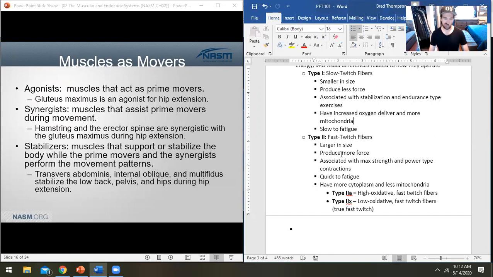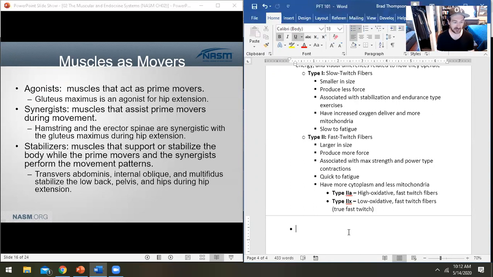Definitely. Now, just to clarify, so I understand you answered the question, I want to make sure I didn't miss anything. Type 1 doesn't have that subcategory like 2 does. Nope. You can think of 2A as half type 1, half type 2X, kind of in the middle, if you want to think of it that way. But no, you've got type 1 and you've got type 2. Type 2 is divided into 2A and 2X. Okay, good. Thank you. Yeah, no problem.